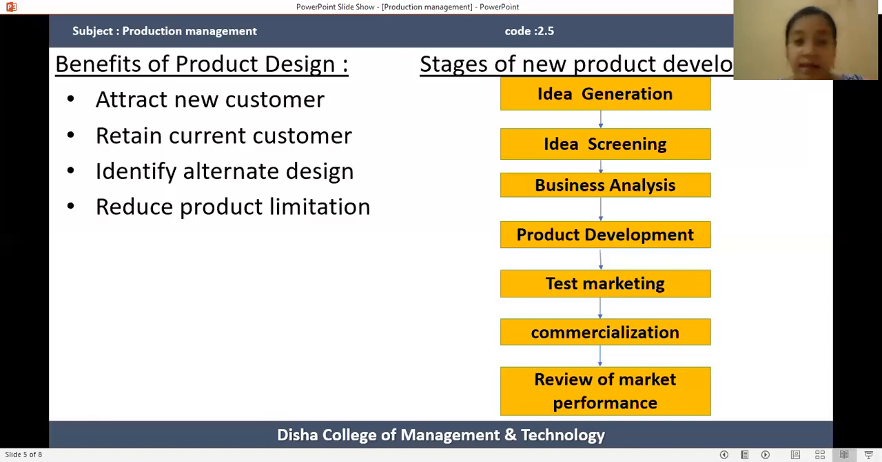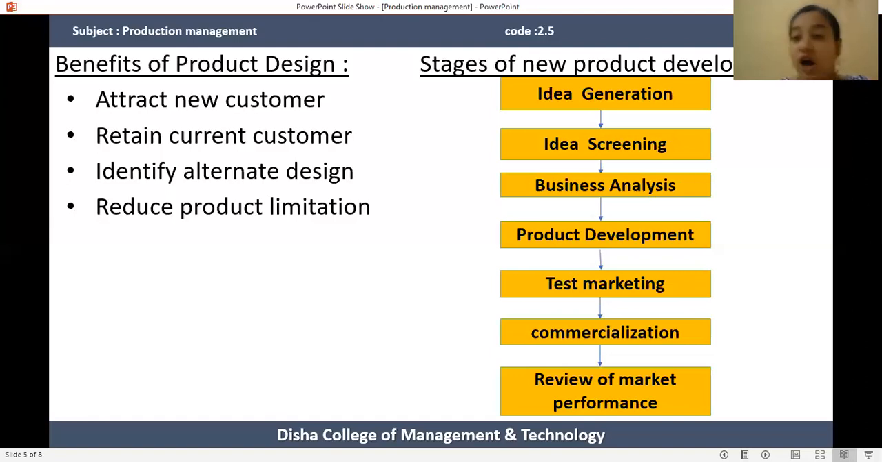Take the example of Haldiram. When Haldiram came into the market, they first introduced single-flavored sweets. But after some time, they considered the views of the customers, and accordingly introduced various flavored sweets. Now they have come with chocolate flavored sweet, orange flavored sweet, and kesar badam flavored sweet. So by designing various products and improving the quality of the product, the organization can retain its current customers also.